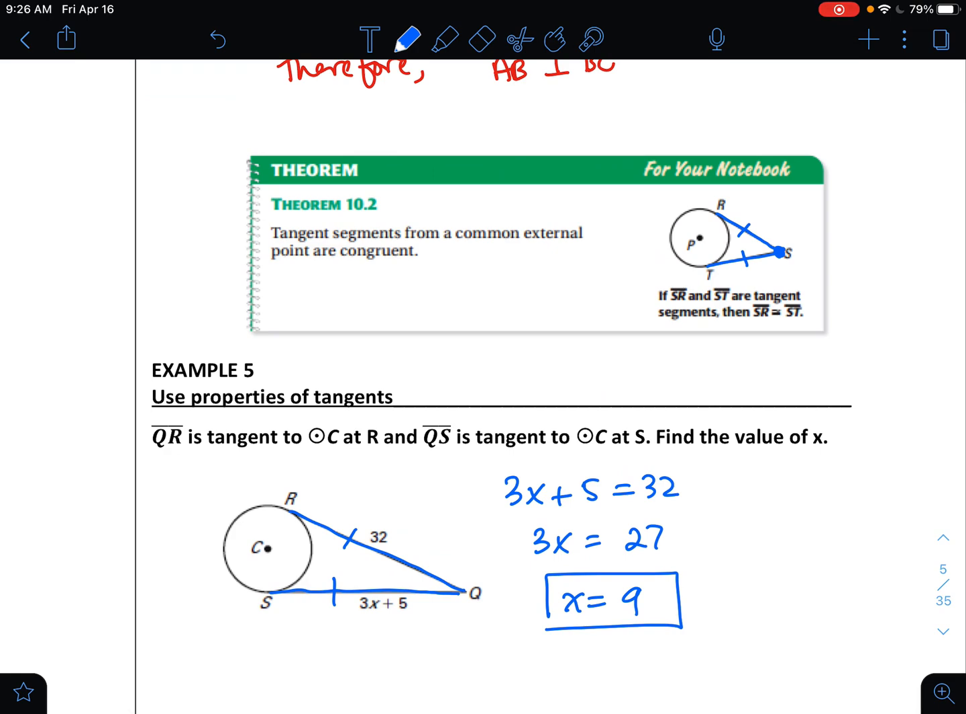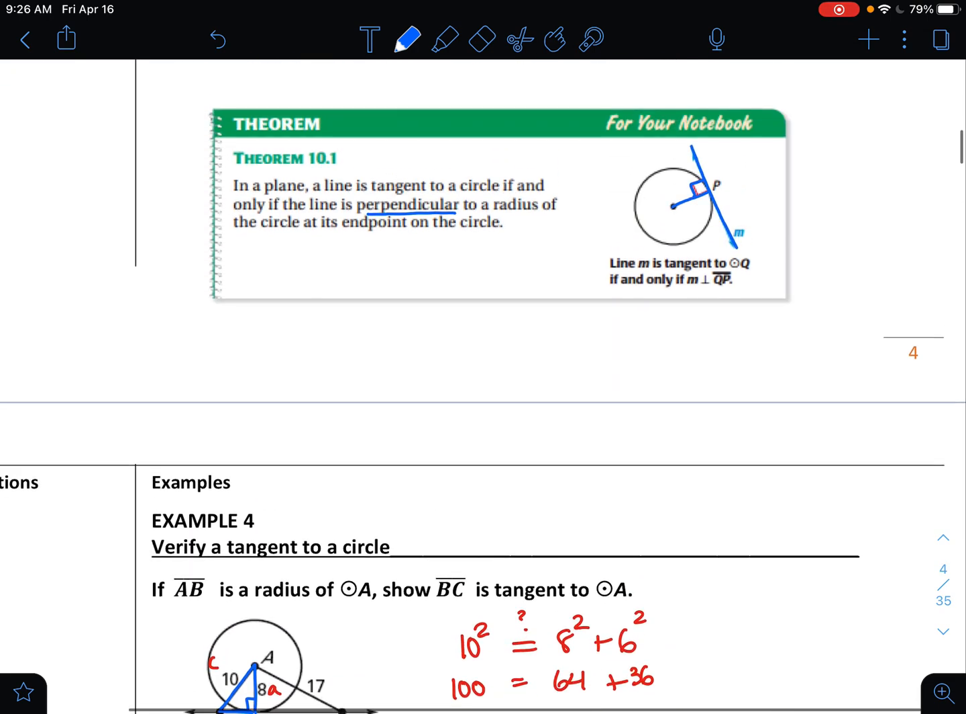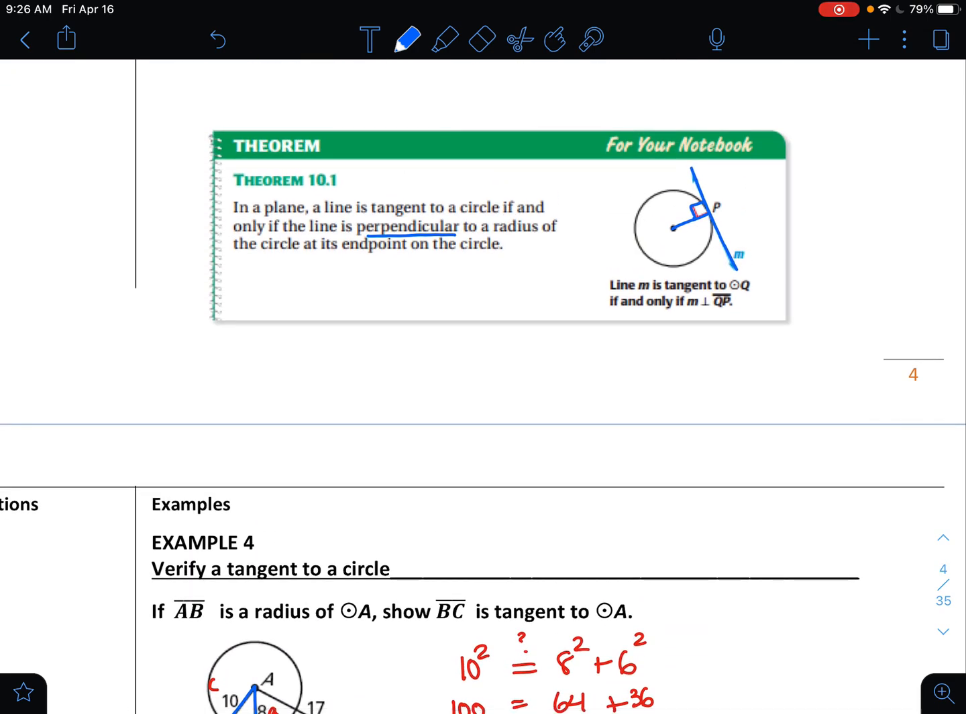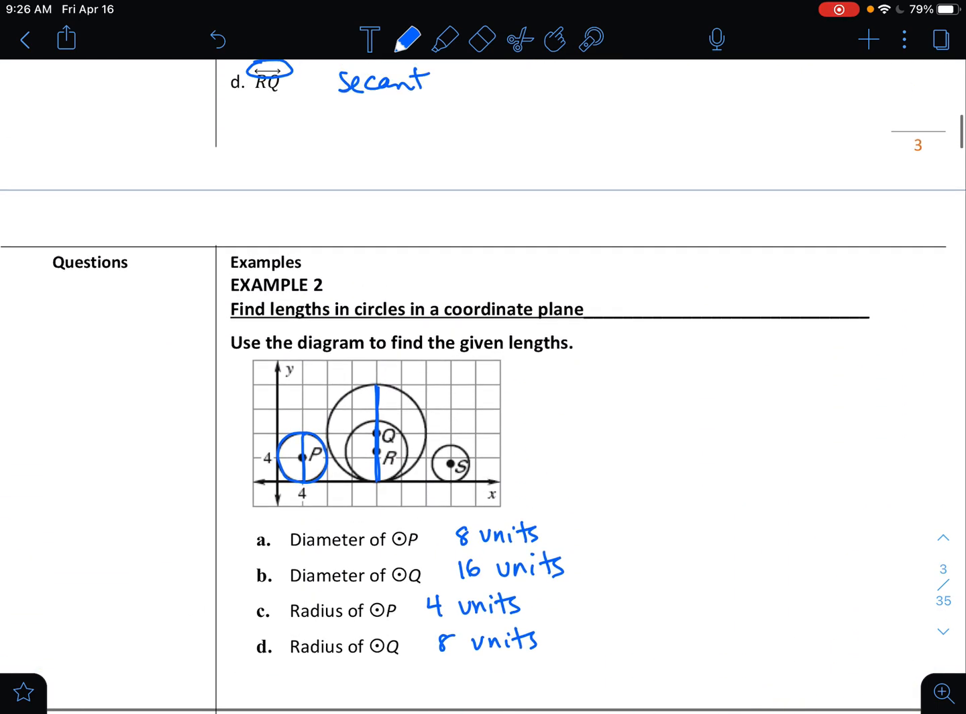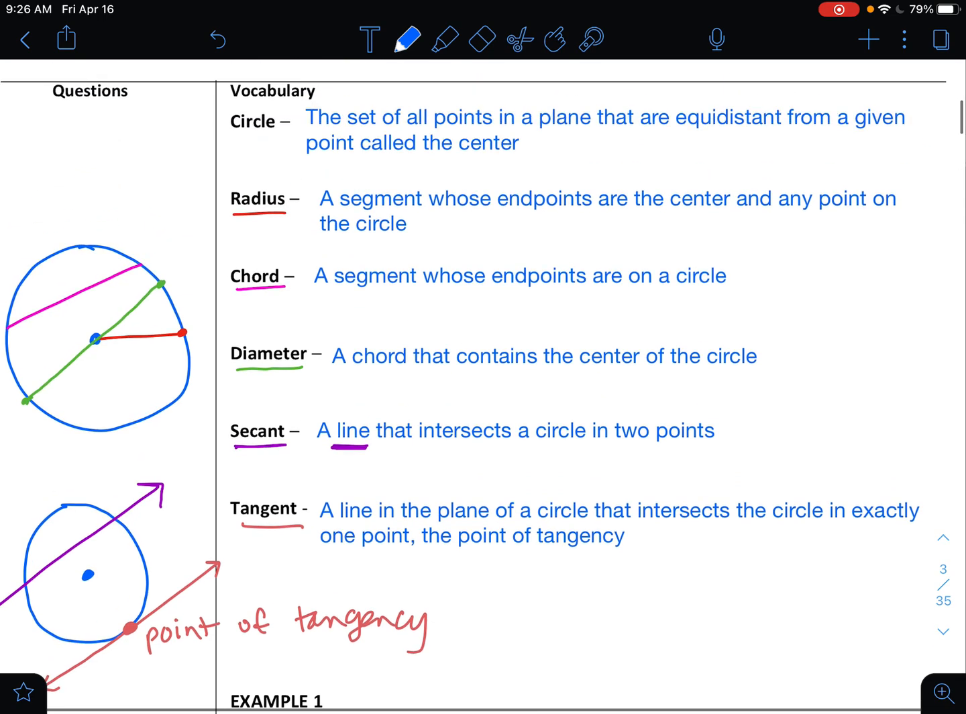Okay, so the goal of this section is to work on the tangent segments theorem here, to work on the idea that the tangent is perpendicular to the radius, and work on all this vocabulary at the top. All right?